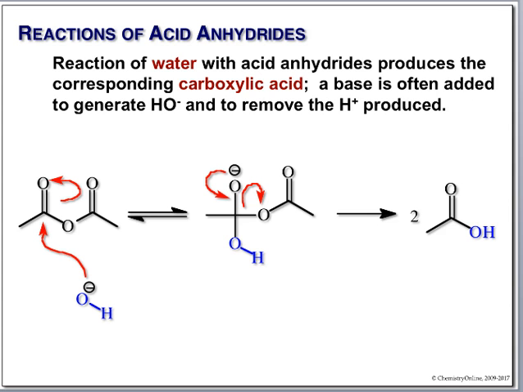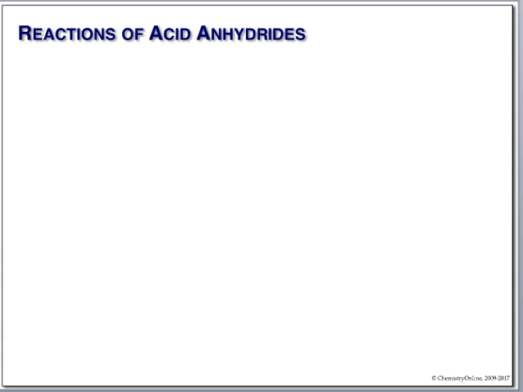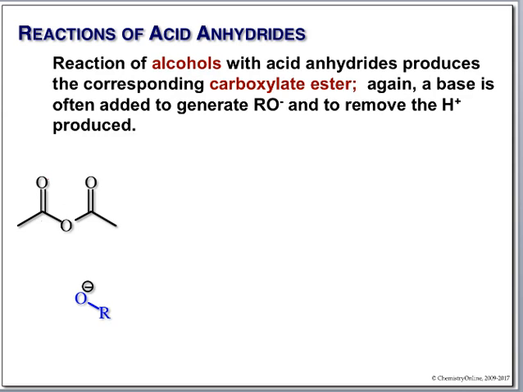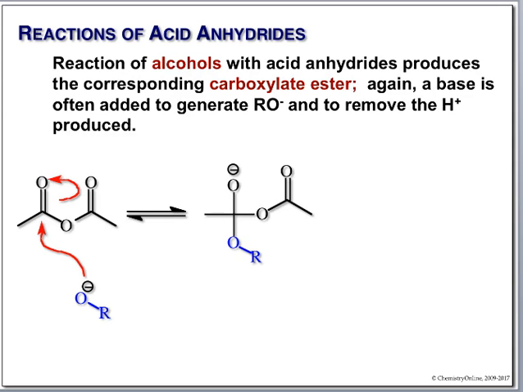Instead of adding hydroxide, if we had added alkoxide, what would happen? Exactly the same thing. Alkoxide will add. Our leaving groups are about 5 and 16. Acetate will leave, and we've just made an ester.